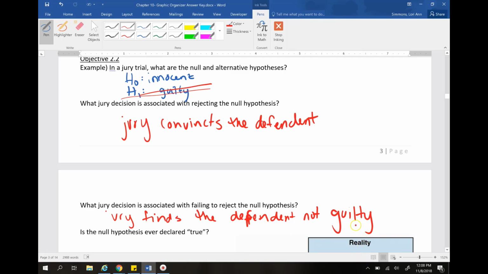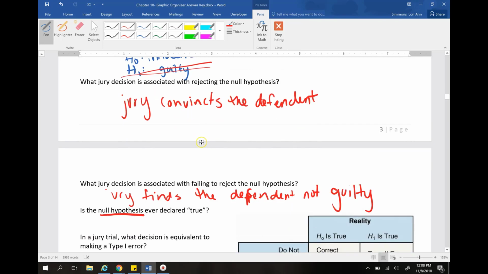So is the null hypothesis ever declared true? So in this example, can you ever say someone is innocent? No, we could just say that they're not guilty in a trial. So same thing for this. The null hypothesis is never declared true.